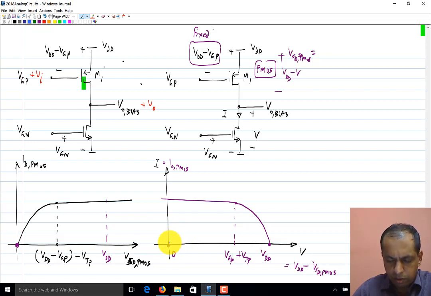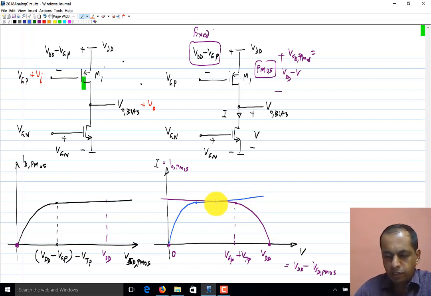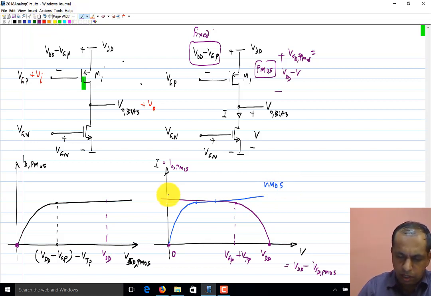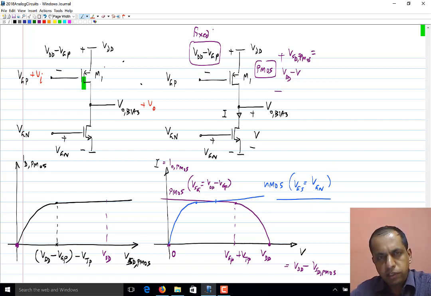So what will that look like? It is the conventional NMOS transistor characteristics. This is for NMOS and this is for PMOS, and for a particular source gate voltage, VSG equals VDD minus VGP, and this is for VGS equals VGN. Okay. The point of intersection of these two curves is the operating point.